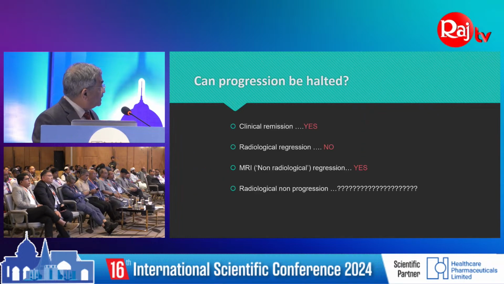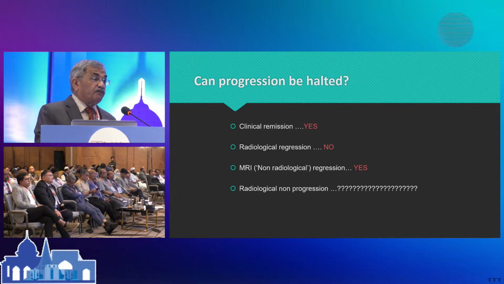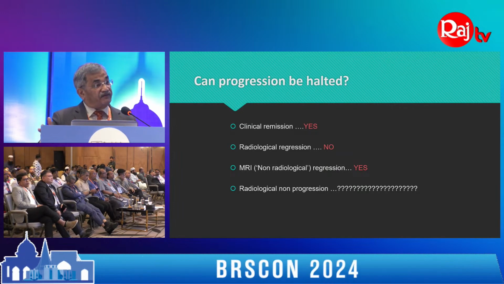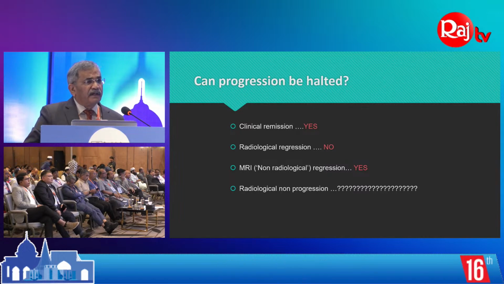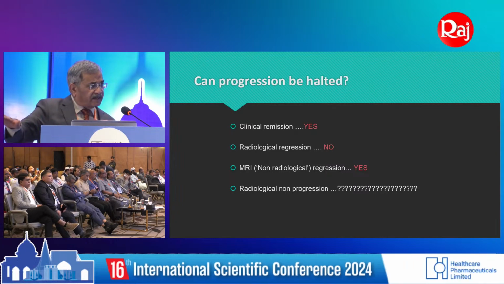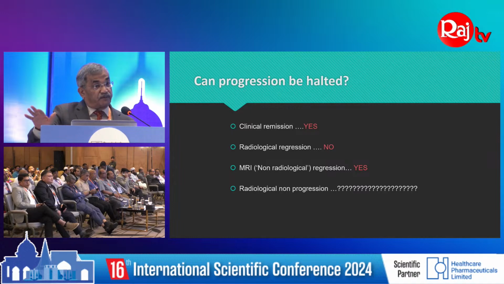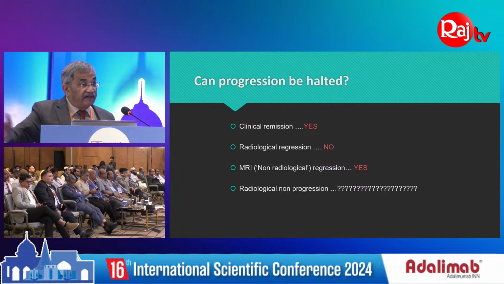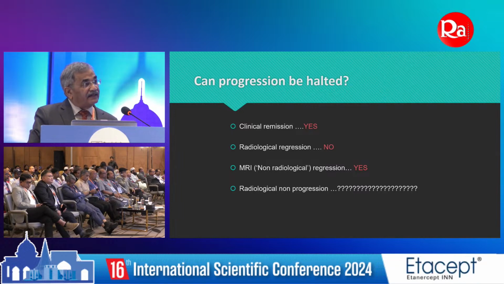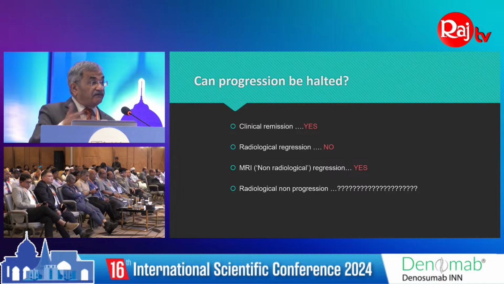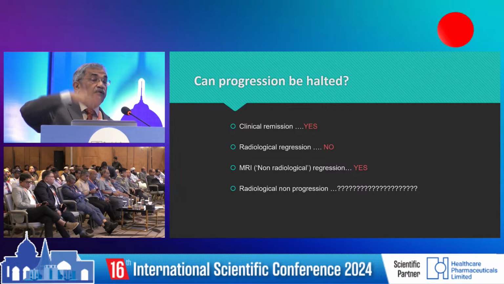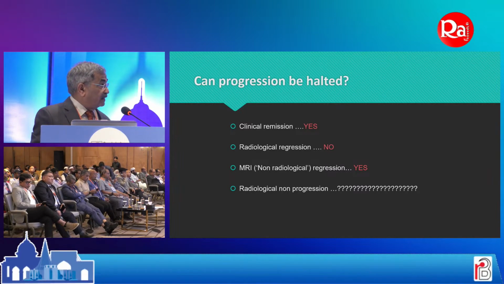So if you use biologics, what can you achieve? Clinical remission is possible. If you have pain, swelling, stiffness, clinical remission is possible. Radiological regression is not possible. If you have a syndesmophyte, it will not regress. But MRI regression is possible. If you have bone marrow edema, that regression is possible. And we really don't know whether radiological non-progression is possible or whether we can stop bamboo spine. Yes, they do say that if you use it continuously, for an early disease, then probably it is effective.